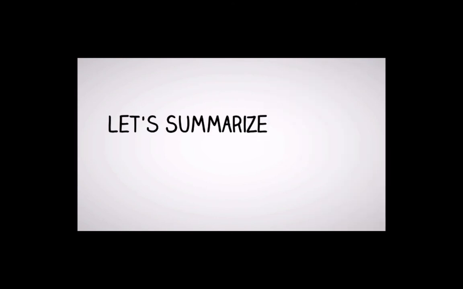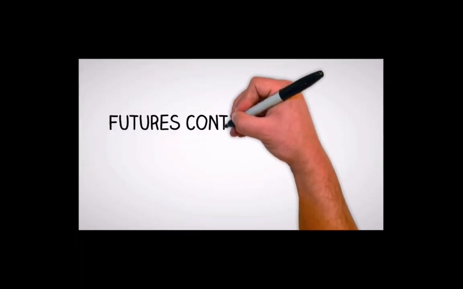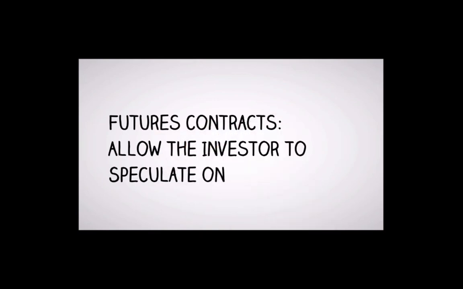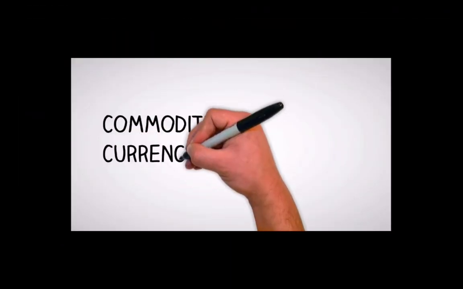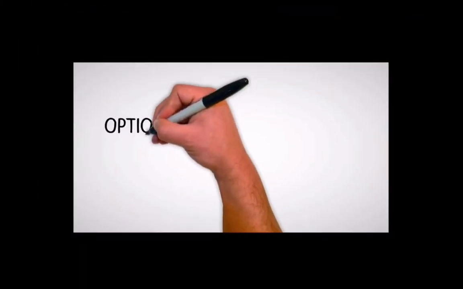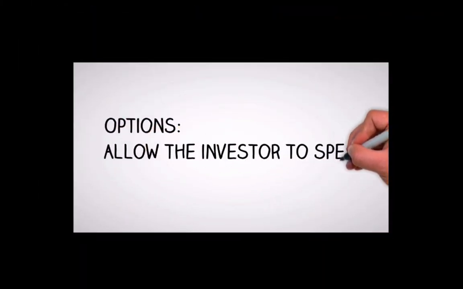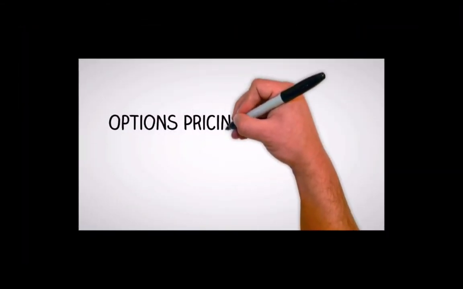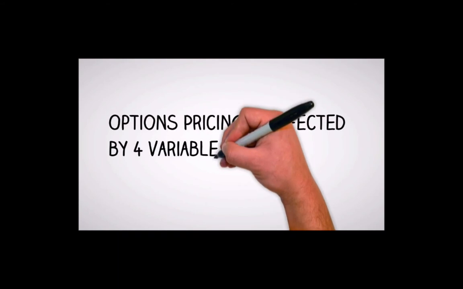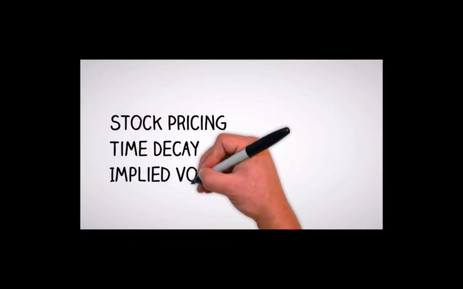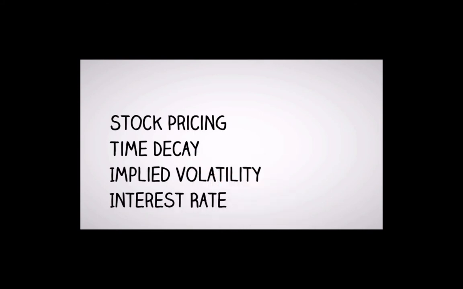Let's summarize. Futures contracts allow the investor to speculate on commodities, currencies, stock market indices, or other assets. Options, on the other hand, allow the investor to speculate on stocks or ETFs. And then the option pricing is affected by 4 variables: the stock price, time decay, implied volatility, and the interest rate.